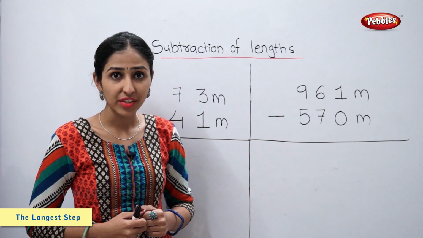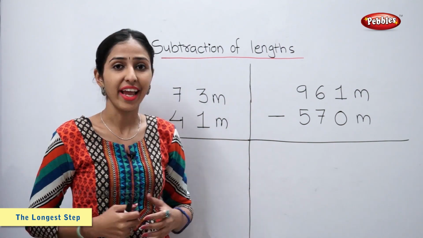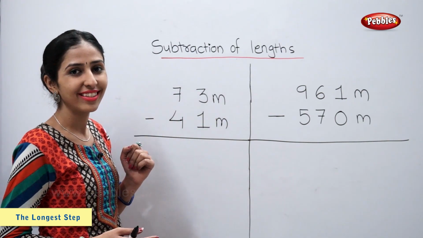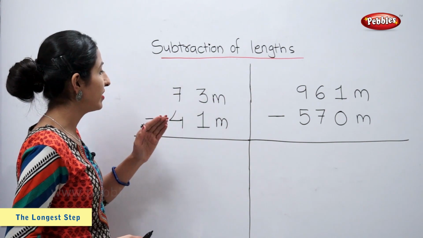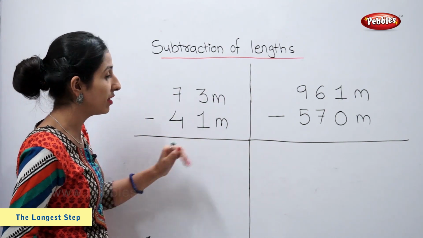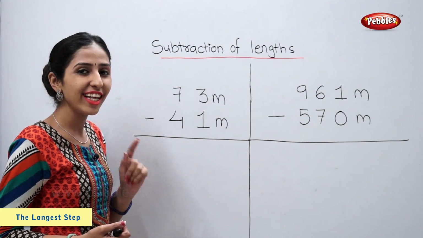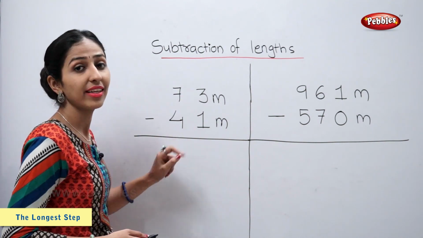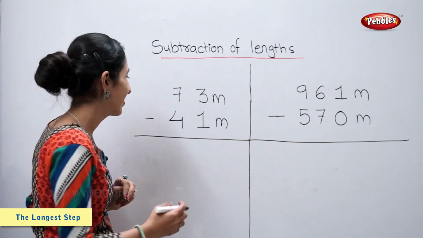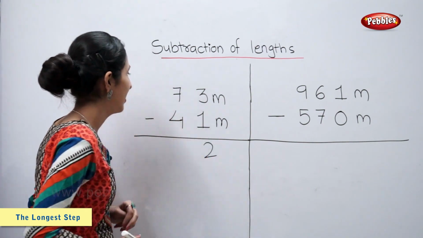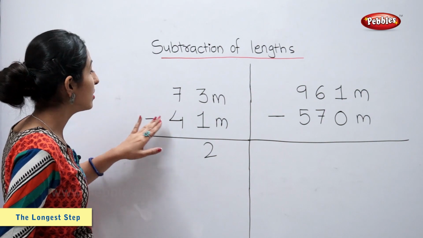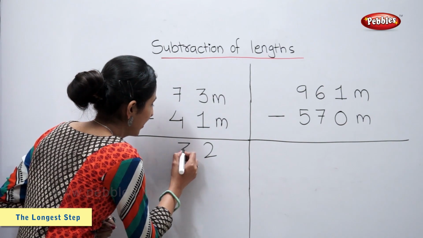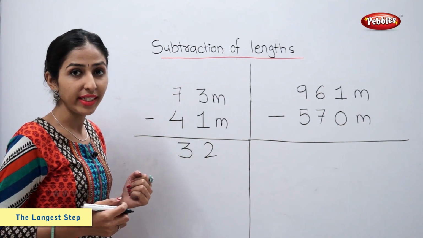Subtraction of lengths. To subtract the lengths, we simply subtract the numbers and then write the units. Now, let's solve these examples. 73 meters minus 41 meters is equal to how much? Let's find. 3 minus 1 is equal to 2. 7 minus 4 is equal to 3. Now, let's write the unit.